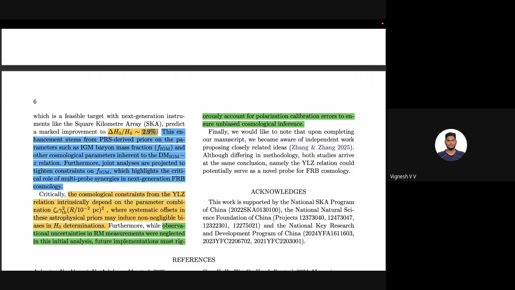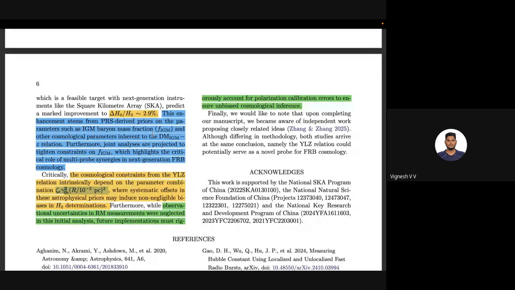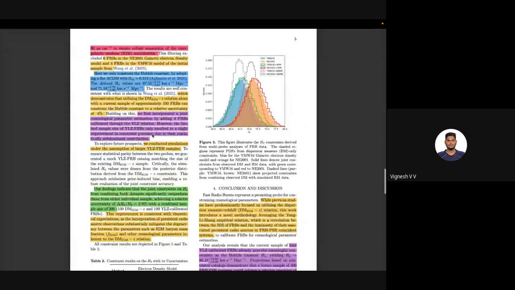However, we need to note that there are two systematics involved here. One is the observational uncertainties in the rotation measure, as well as this parameter. They assume a model, I mean, they assume a log normal distribution here for this modeled parameter. So this could bring some systematic effects. If we are able to solve these two kinds of effects, then they believe this could be a novel method of finding H naught. I think I'm done.